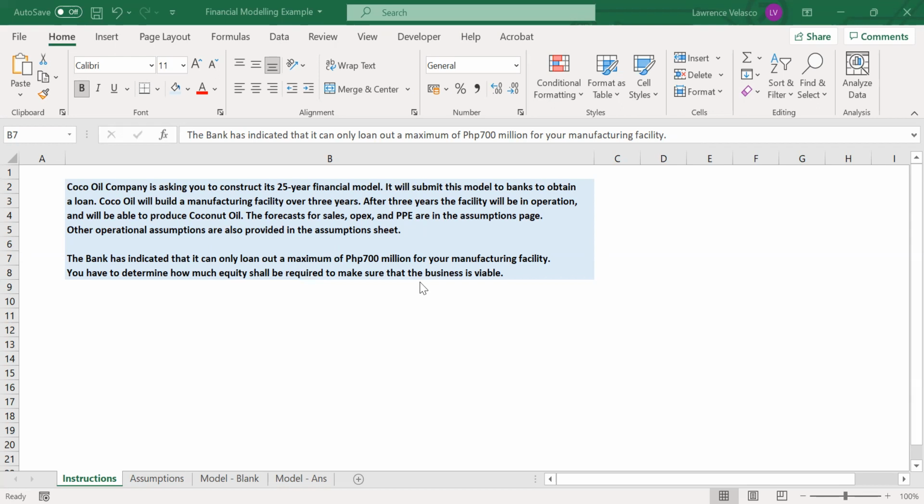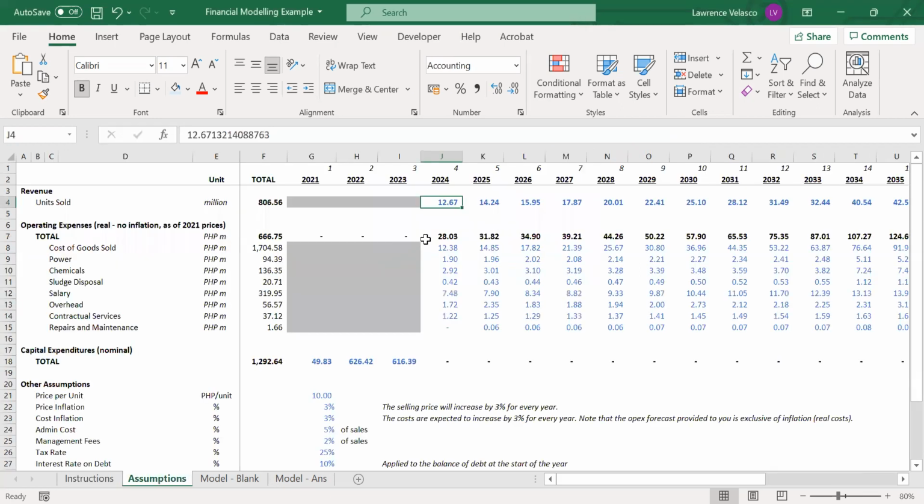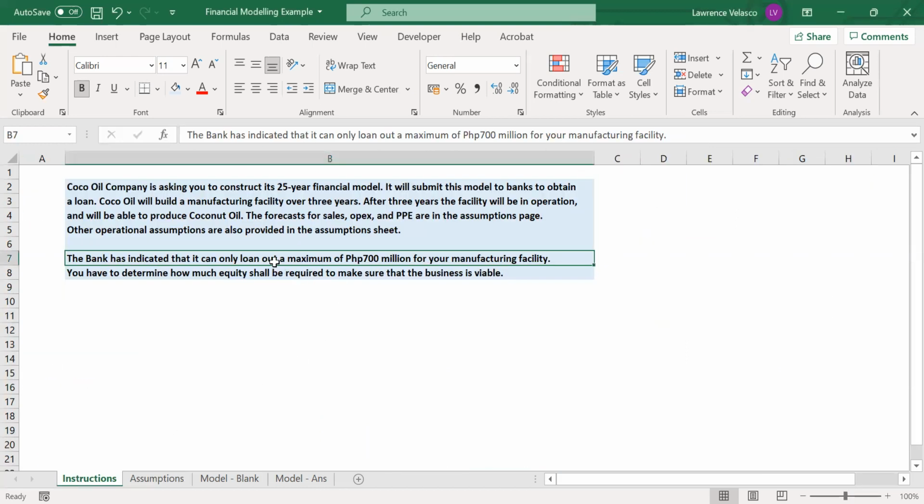Now the forecasts for sales, OPEX, and PPE are in the assumptions page. So you have here in your financial model an assumptions page, and I'll walk you through the assumptions later. Other operational assumptions are also provided in the assumption sheet. And then the company already talked to banks. The bank has indicated that it can only loan out a maximum of 700 million for your manufacturing facility. So nag-usap na kayo ng bank, the bank said, I can only lend 700 million. So the rest, ikaw na yung magpondo using equity, right?